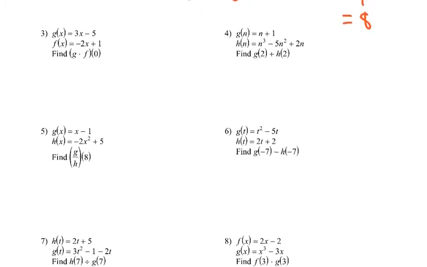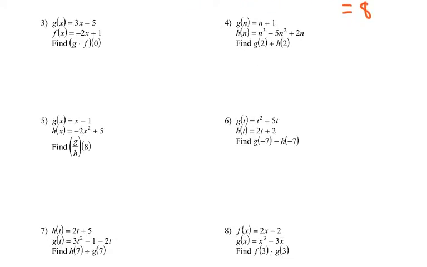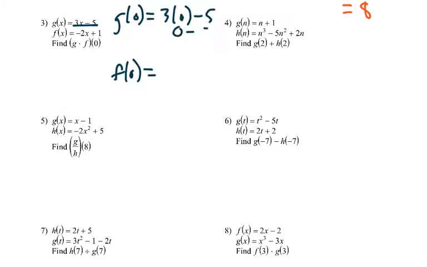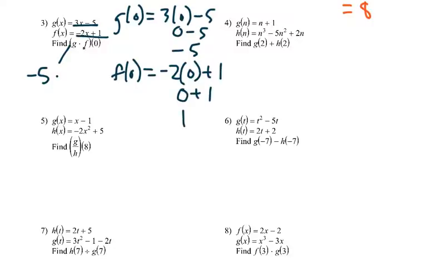So number 3. This one, let's do g of 0, and then f of 0. So g of 0, 3x minus 5, 3 times 0 minus 5, 3 times 0 is 0 minus 5, gives me -5, so g is -5. Times f of 0, -2x plus 1, -2 times 0 plus 1, -2 times 0 is 0, plus 1 is 1, so f would be 1. -5 times 1 is -5, and there's my answer.